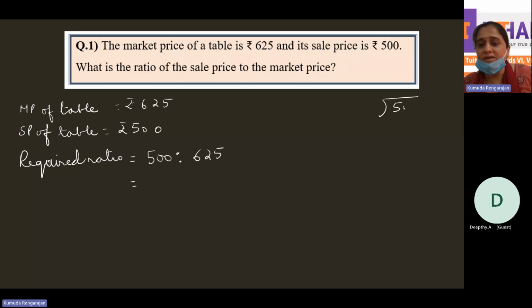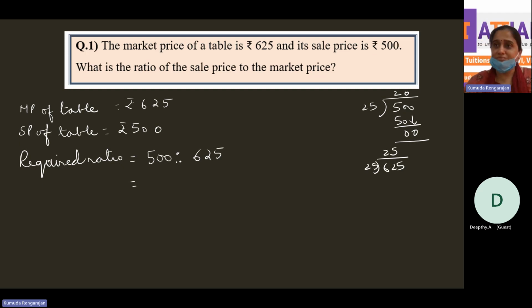So divide 500 by 25. 25 twos are 50, 0, 0 comes down. So 20, right? And how many times 625? You should divide like this. You will get 25. You do the division. So 500 is reduced to 20, and 625 is reduced to whatever is the quotient. 20 is to 25.